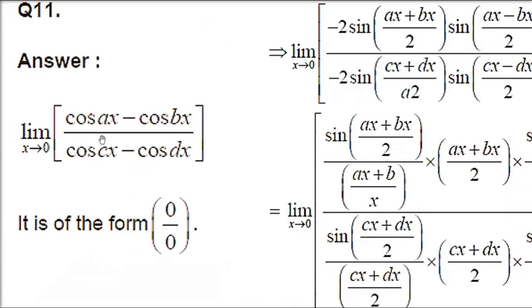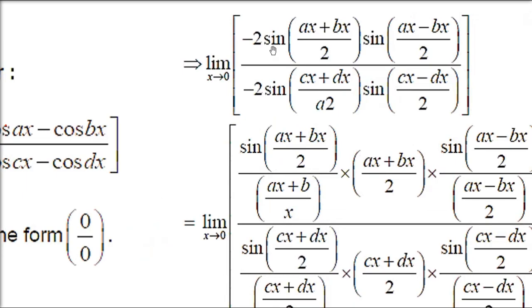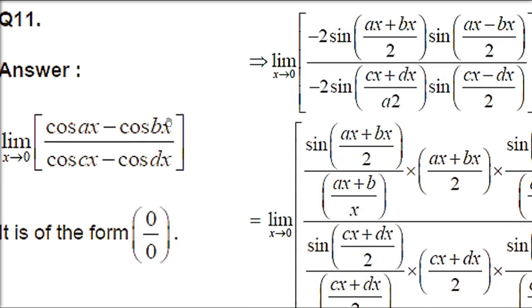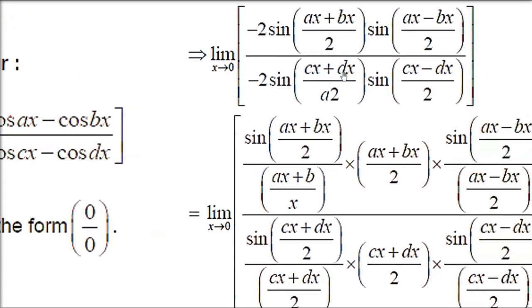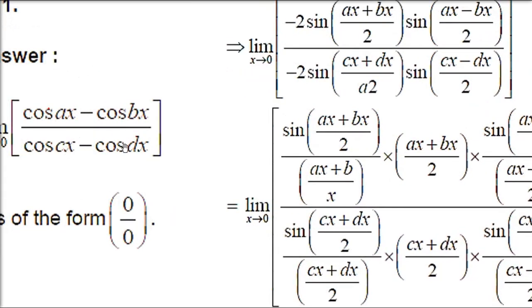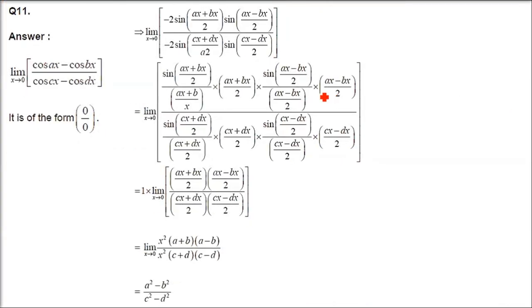So just open with this formula. You have to remember cos c minus cos d is minus 2 sin of (c plus d) by 2 sin of (c minus d) by 2. So here ax and bx are c and d in the numerator, and in the denominator c as cx and d as dx. So minus 2 sin (ax plus bx) by 2 sin (ax minus bx) by 2. Similarly in the denominator minus 2, and they cancel.